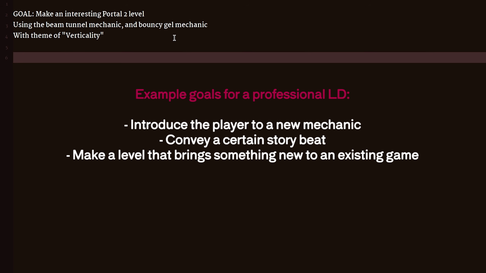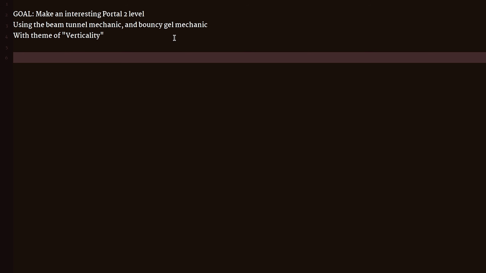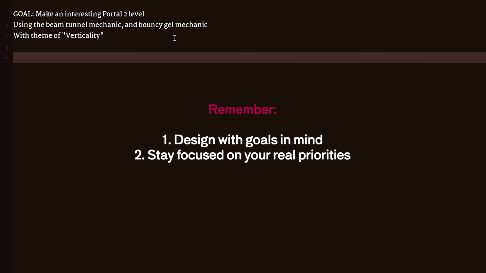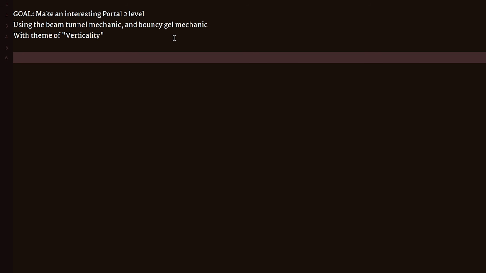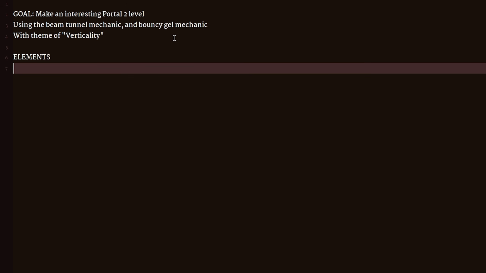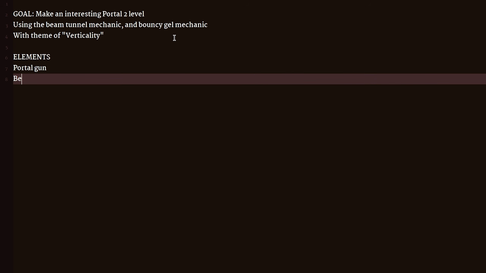Thinking about the unique goals you have for every project will help you design with them in mind and should help you focus on your real priorities. The next section I usually write is elements. This is where I try to list all the mechanics and gameplay elements that I could use in this level to help me brainstorm ideas for them later.